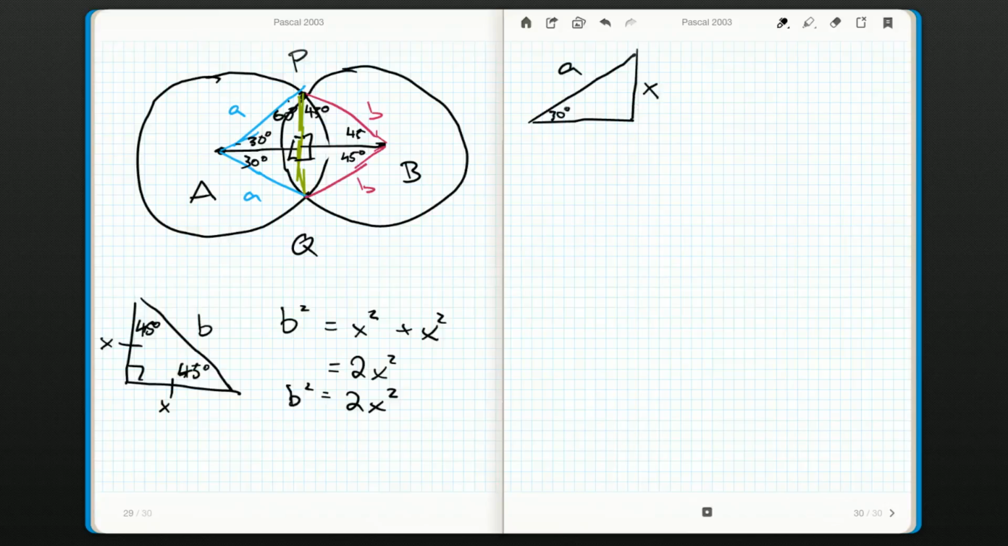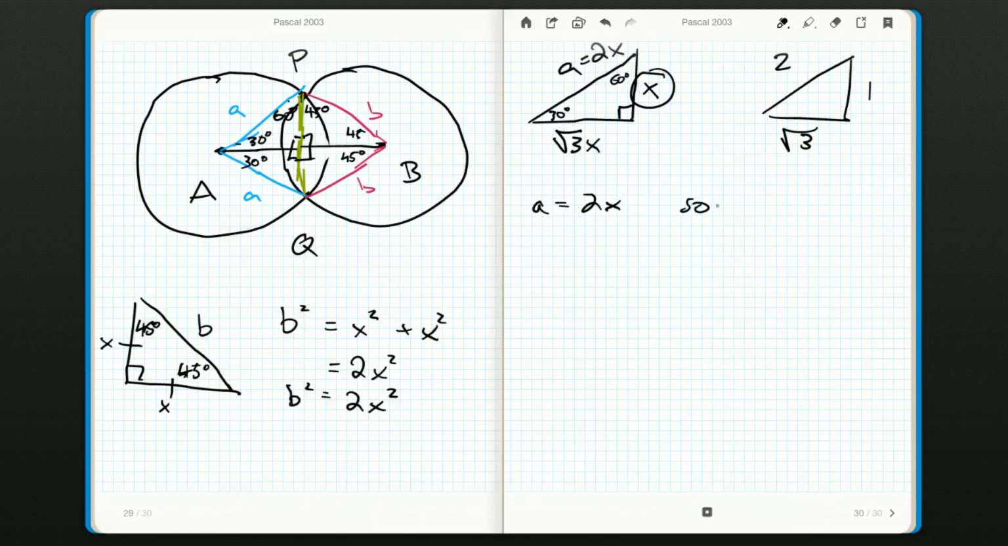And it's a 30, 60, 90 triangle. And this has a very special property. All 30, 60, 90 triangles have side lengths in the ratio 1 to root 3 to 2. Okay? So if this side length here is x, whatever this is, it's root 3x. And whatever this is, it's 2x. So a is 2x. If we square both sides, we'll get a squared is 4x squared.